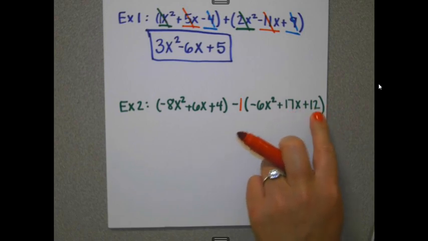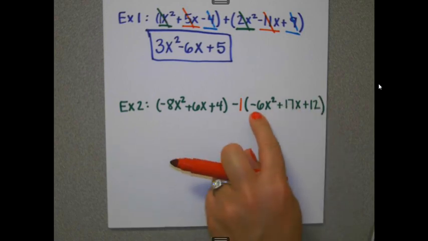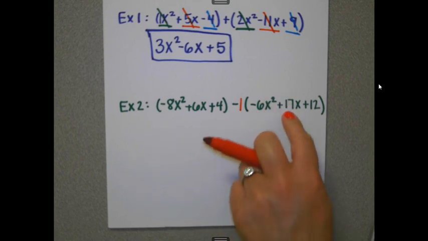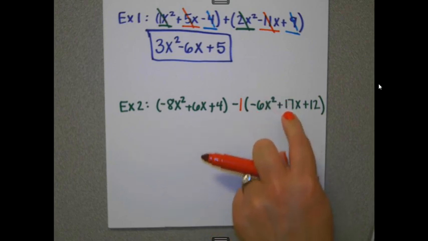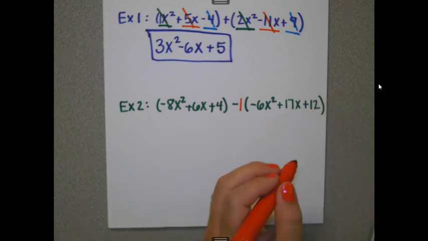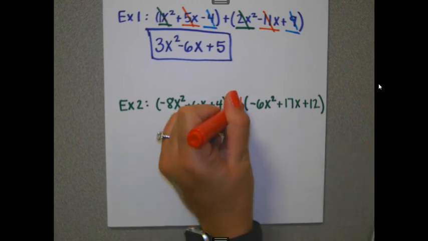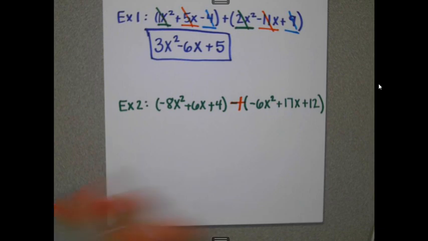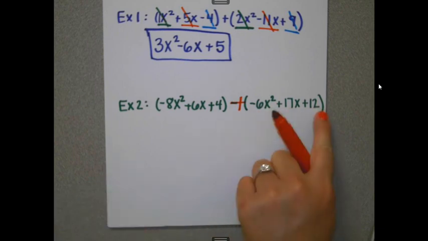By the sign, I mean the negative is going to change to a positive, the positive 17 is going to change to a negative 17, and my positive 12 is going to change to a negative 12. One thing that I like to do to remember this is I say, make your minus sign a plus sign, and then we change the sign of everything that comes after it.